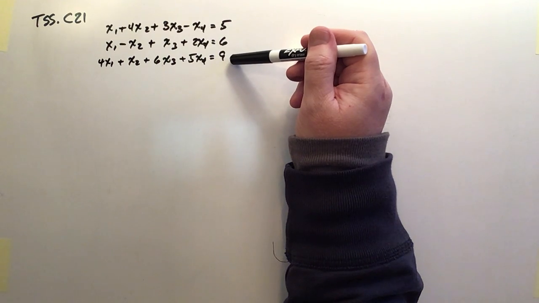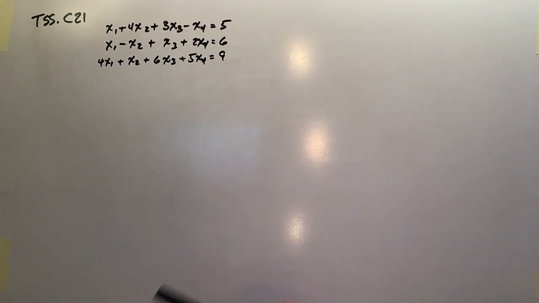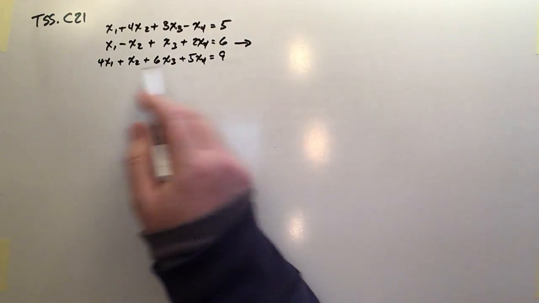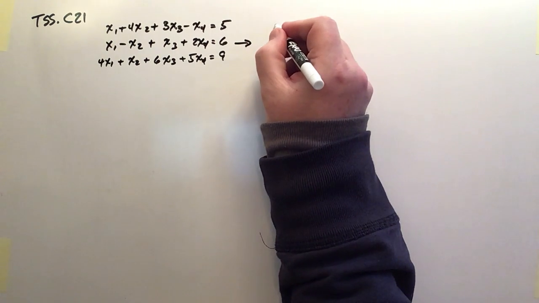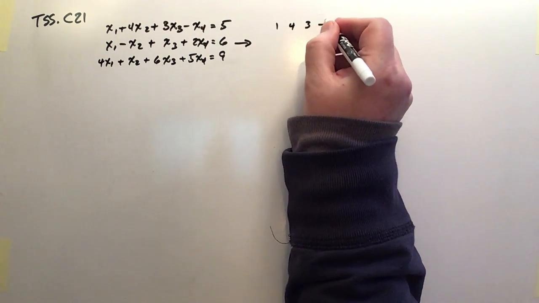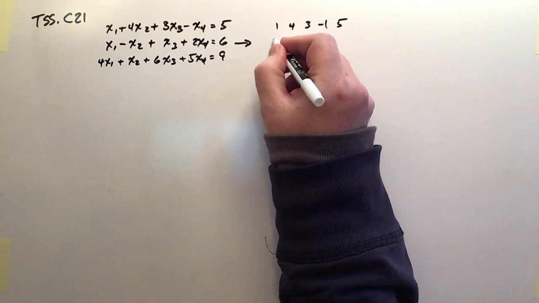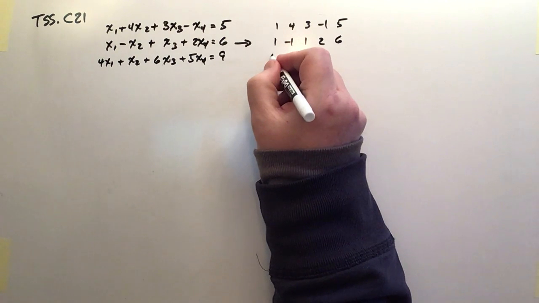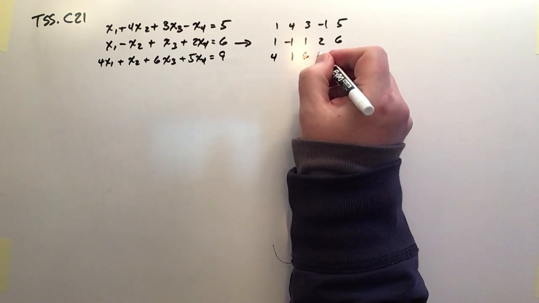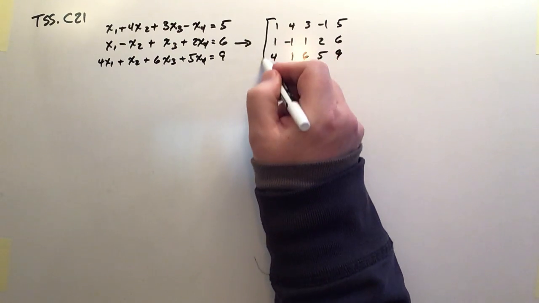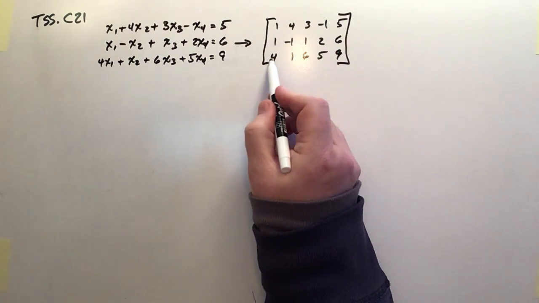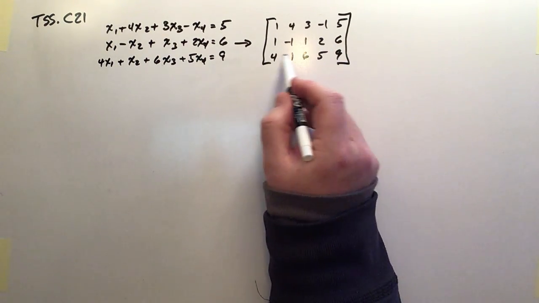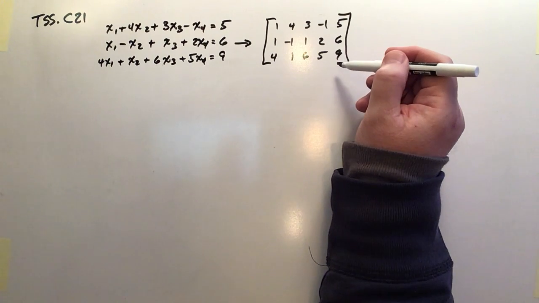There could be an infinite number of solutions, but it all comes down to what the reduced row echelon form looks like. That's a 2-step process. First, we'll write the augmented matrix for this. So that's going to be 1, 4, 3, -1, 5, 1, -1, 1, 2, 6, and 4, 1, 6, 5, and 9. So that's the augmented matrix. It includes the 3 by 4 coefficient matrix welded to the solution vector.